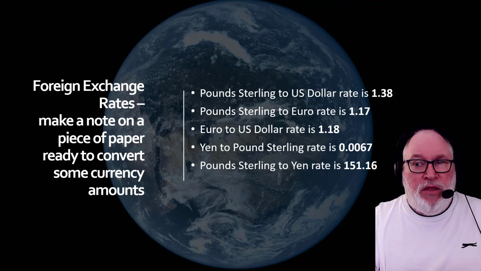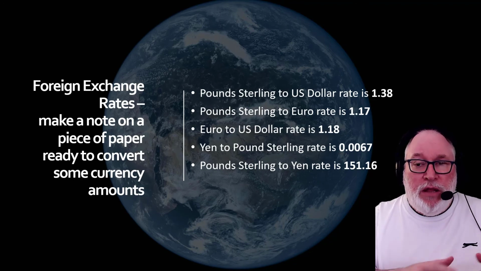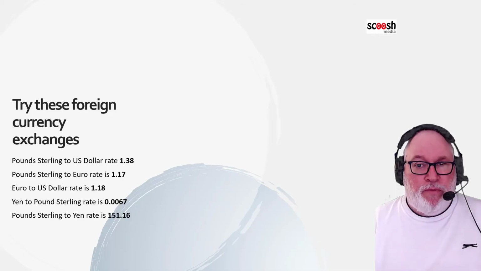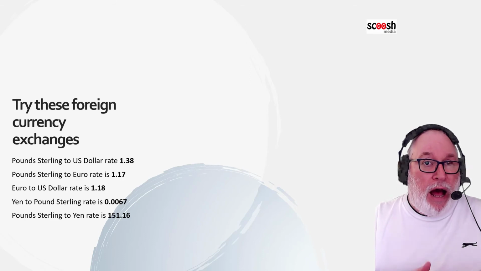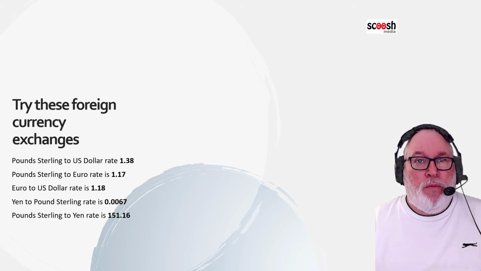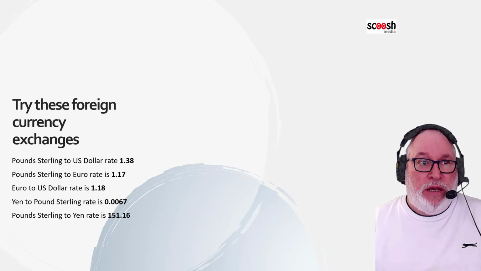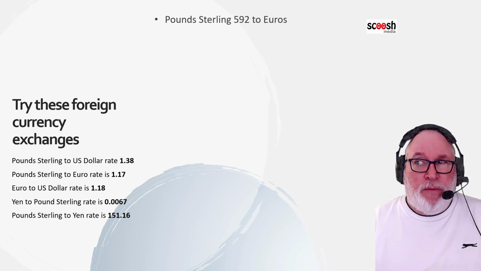Yen to pound sterling, the rate is 0.0067. Okay, so you multiply by 0.0067. Then you get your pound sterling to yen rate. So again, I've put them on there, so if you didn't have a chance to make a note of them all, I've done it for you anyway, okay? But what I want you to do is try some here, which I'm going to give you, and then you can try out your own. So, give this a wee try.